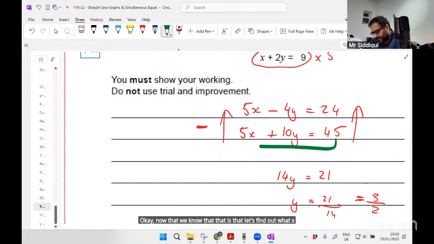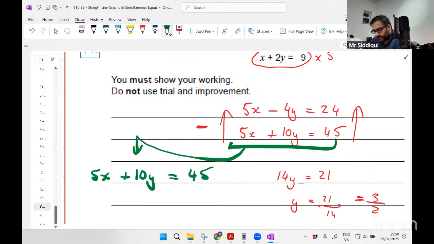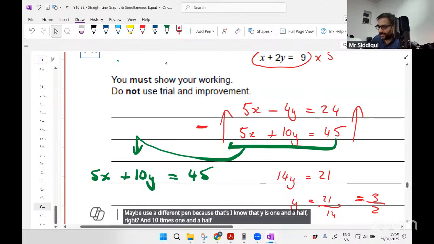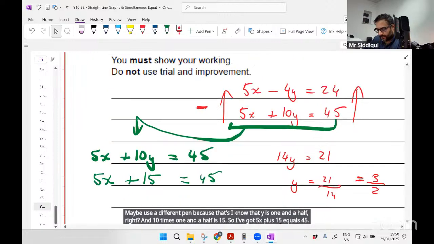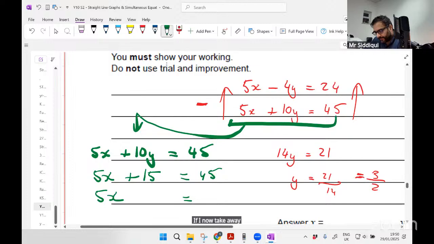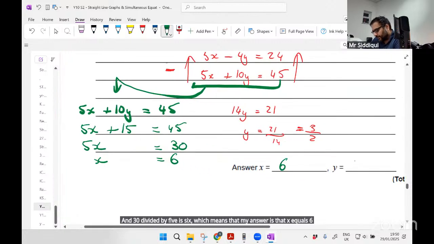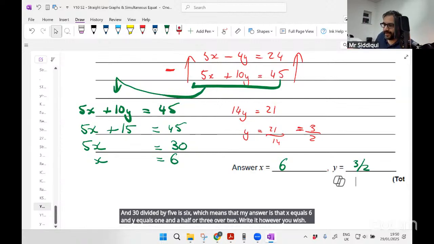I'm going to go back to this equation. I know that y is 1.5, right? And 10 times 1.5 is 15. So I've got 5x plus 15 equals 45. If I now take away 15, I get 45 take away 15, which is 30. And 30 divided by 5 is 6, which means that my answer is x equals 6 and y equals 1.5 or 3 over 2. Write it however you wish. That would be that one.